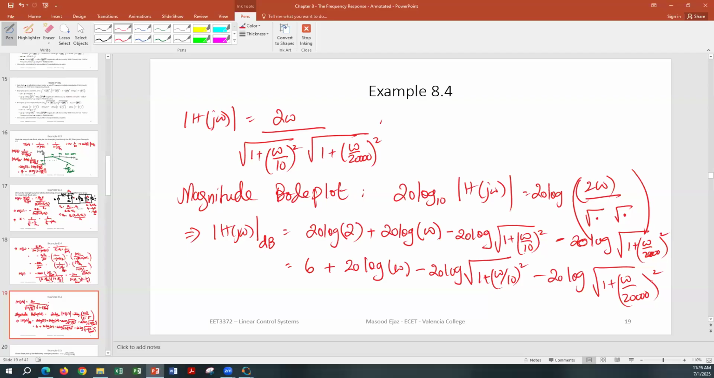And likewise, every time they go beyond 10 and increase tenfold, this is going to decrease by negative 20 decibel per decade. Every time this goes beyond 20,000 and increases tenfold, this is going to decrease by negative 20 decibel per decade. So we have 4 lines that we're going to draw, and then we're going to add all those lines.